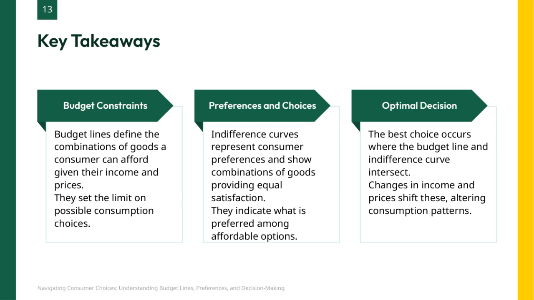Finally, the optimal decision is found where the budget line intersects with an indifference curve, showing the best choice a consumer can make. Changes in income or prices shift these lines and curves, which in turn alters consumption patterns. These concepts together give us a clear picture of how consumers make choices within their means.